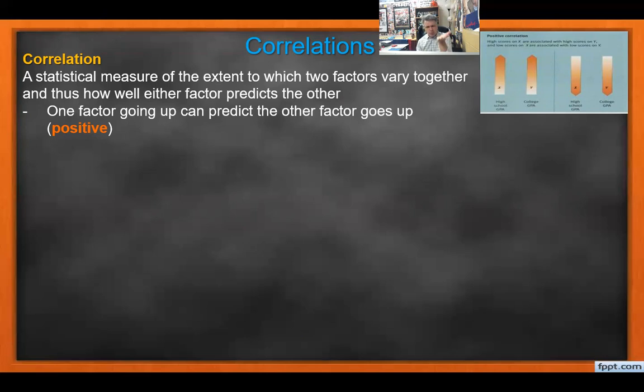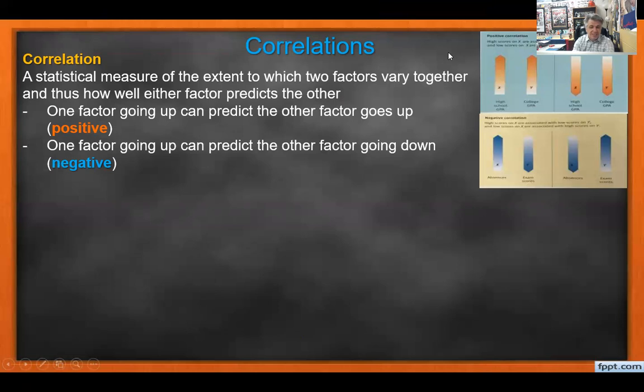For example, the more I eat, weight goes up. The less I eat, weight goes down. That's a positive correlation. An addition in one area is going to be an addition in another, or a subtraction in one area will be a subtraction in the other. They're both going to go the same direction. Either both the x and the y will go up, or both the x and the y will go down. That is a positive correlation.